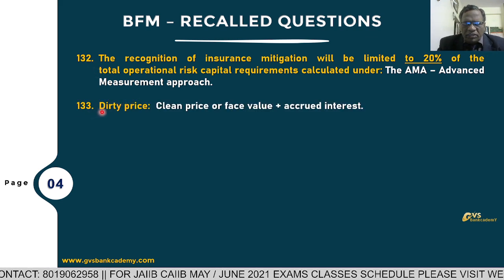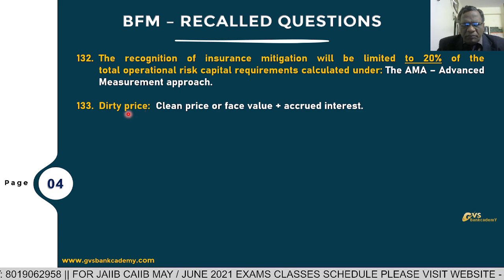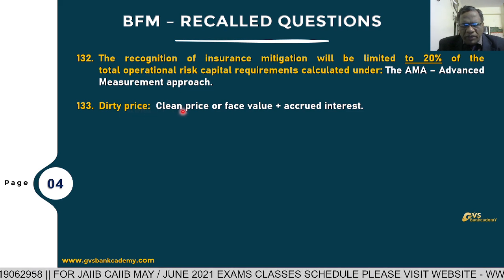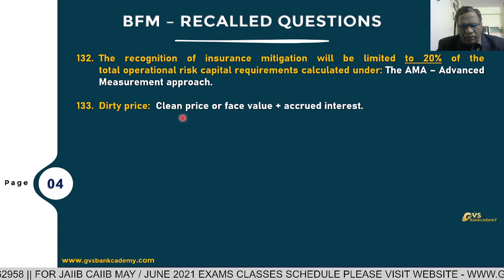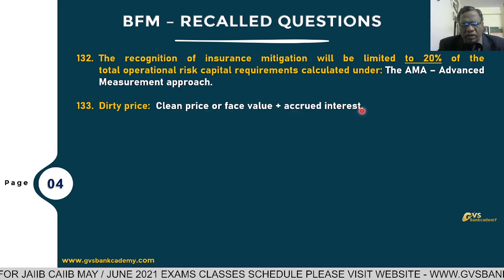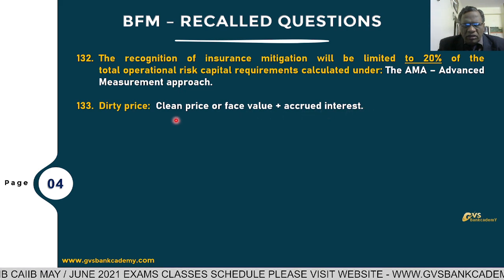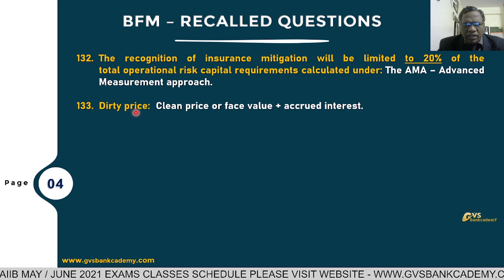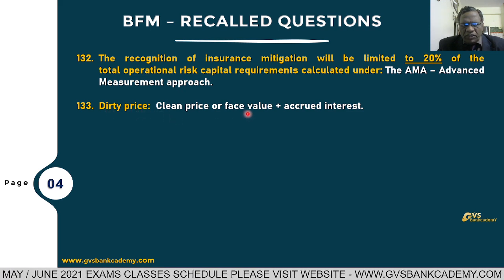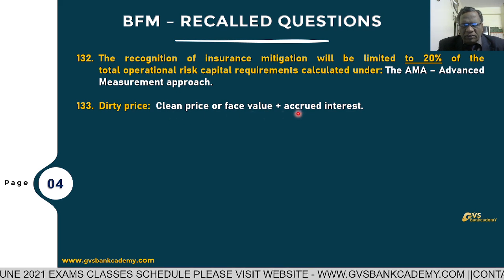Next, dirty price. It comes under investments. Dirty price is equal to clean price plus accrued interest, where clean price means the face value of the bond. Up to date accrued interest will also be added. That is called dirty price in treasury language. Dirty price is the face value of the bond plus accrued interest up to date, or clean price plus accrued interest.